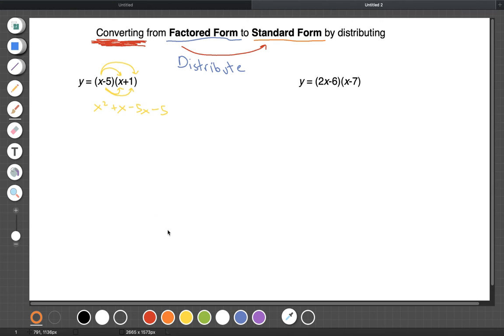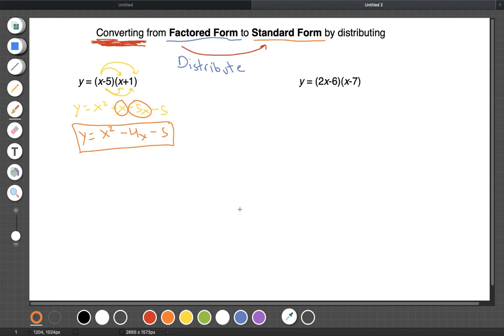Then you're going to simplify this. And in pretty much all of your examples, for the most part, you're going to have just two like terms. So these middle two are going to be like terms. 1x minus 5x becomes negative 4x. There's no other like terms, so you bring down everything else. And this should be pretty easy for most of us because most of us know how to distribute two binomials like this. And that's all you're doing. There you go. There's your standard form. It looks like your standard form.